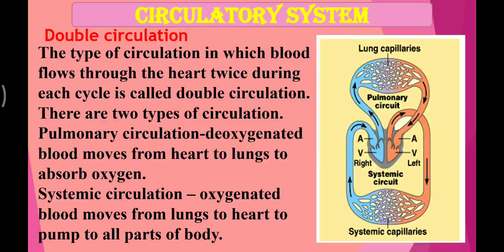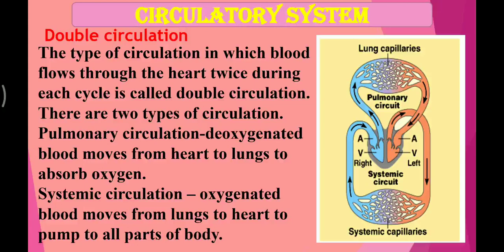Pulmonary is nothing but lungs. The scientific name for lungs is pulmonary organ. The cycle in which blood goes through the heart and to the lungs is called pulmonary circulation. After the lungs, it comes back to the heart to go to parts of the body, which is called systemic circulation.